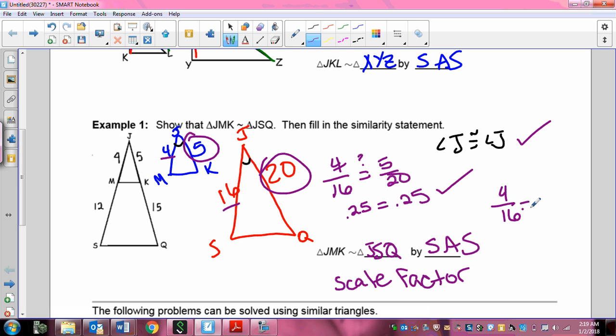But if you simplify 4 over 16, well, you can use your calculator. 4 divided by 16, math, enter. 4 goes into 4 once, and 4 goes into 16 4 times. My scale factor is 1 to 4. And you might write it as a fraction also.